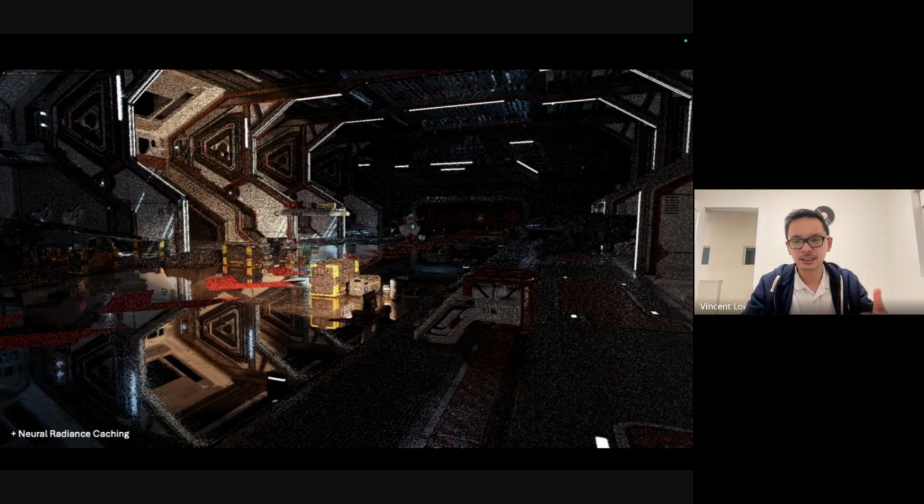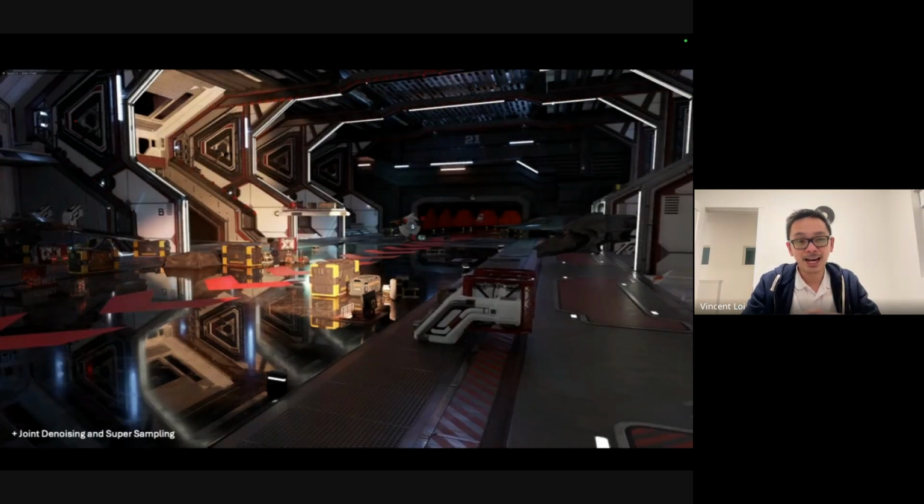And this is where the AI starts to help us predict the GI, global illumination, and also some of the shadows. But it still looks good, but it's still very rough or far away. And what if we apply the denoising and the super sampling?